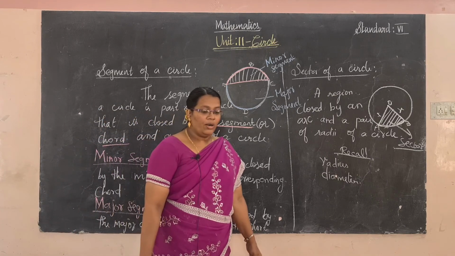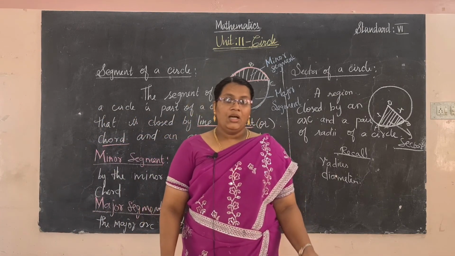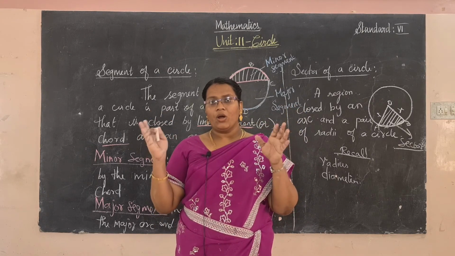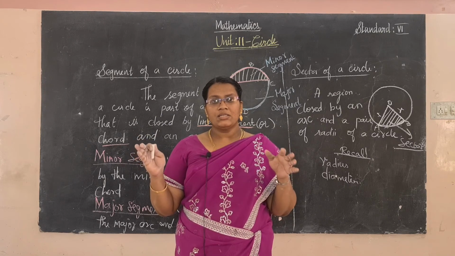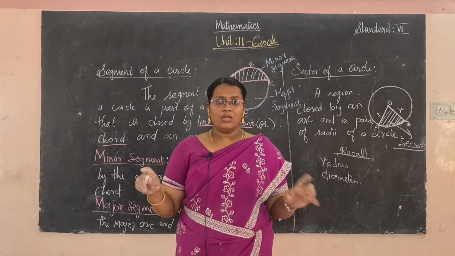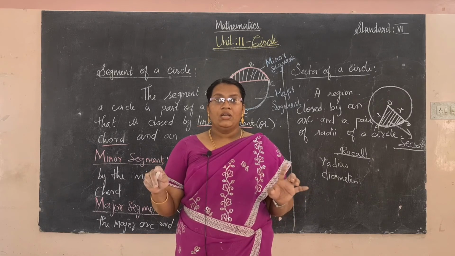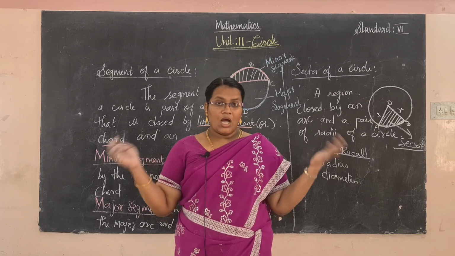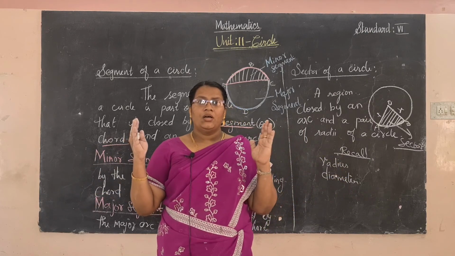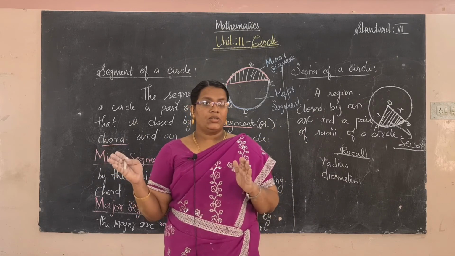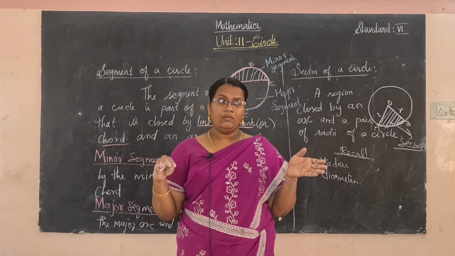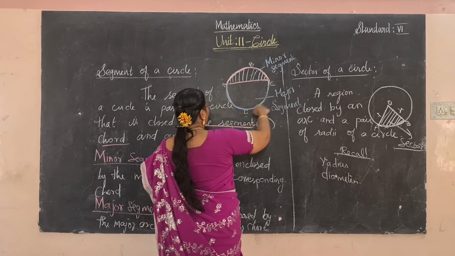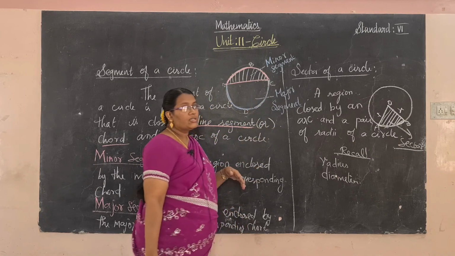What is called a chord? A chord means a line segment whose two end points lie on the circle. It need not pass through the center. The diameter is called the largest chord of the circle. And we have also learned the circumference. Circumference means the length of the circle. The length of the circle is called the circumference or perimeter.